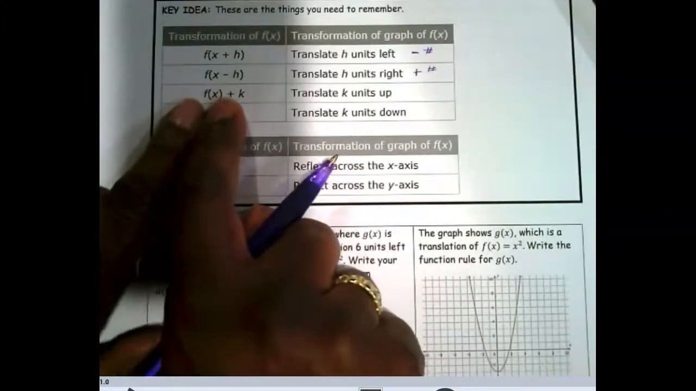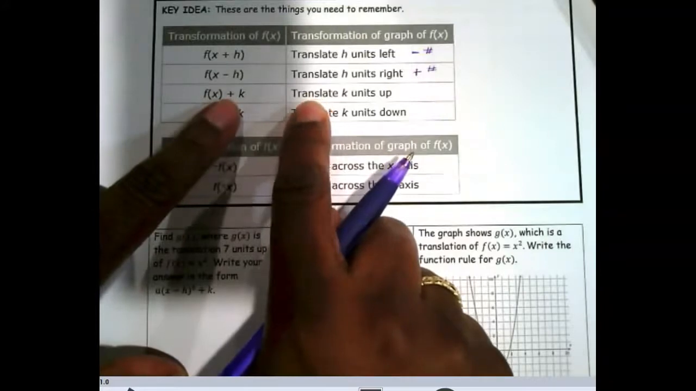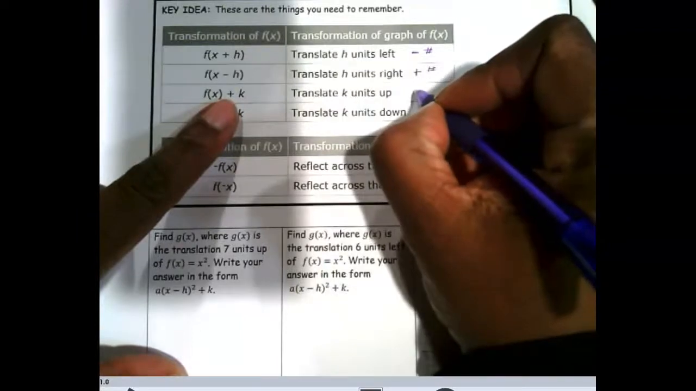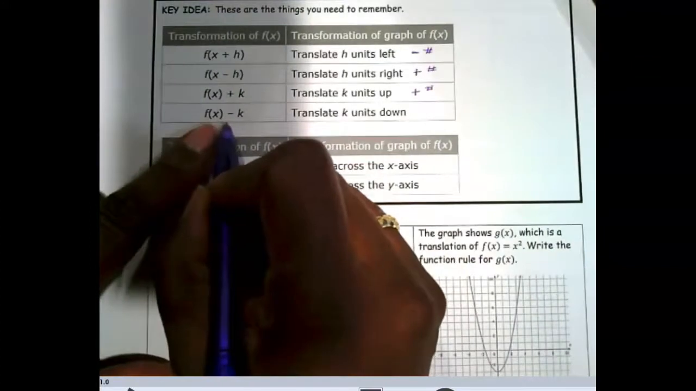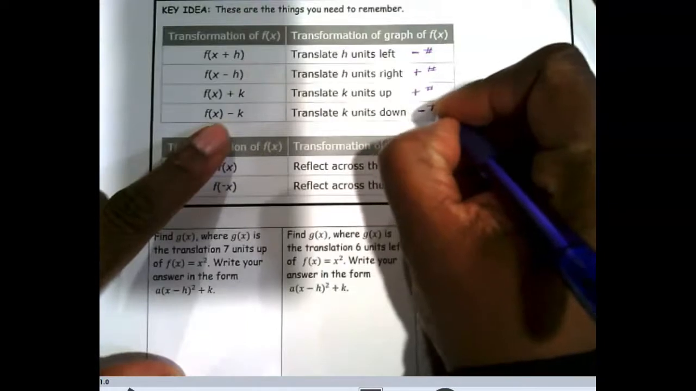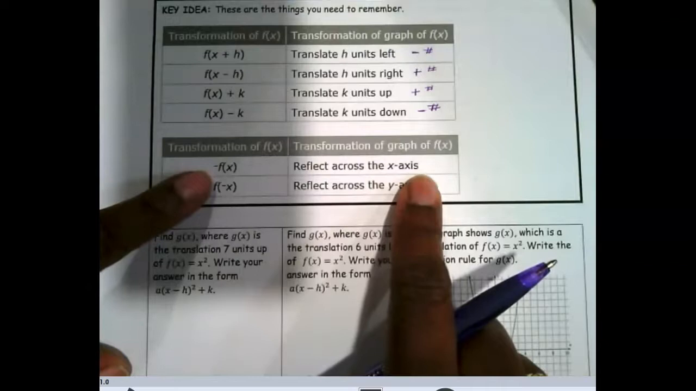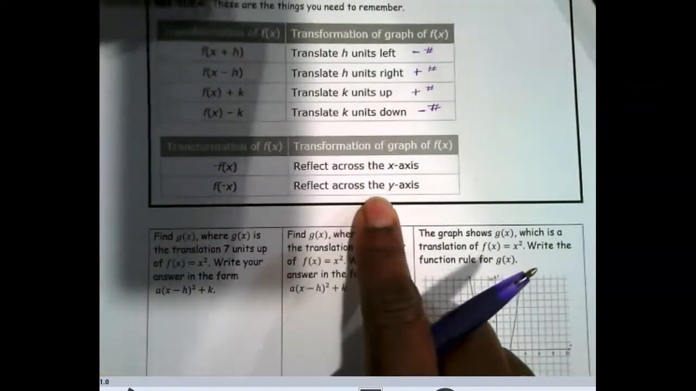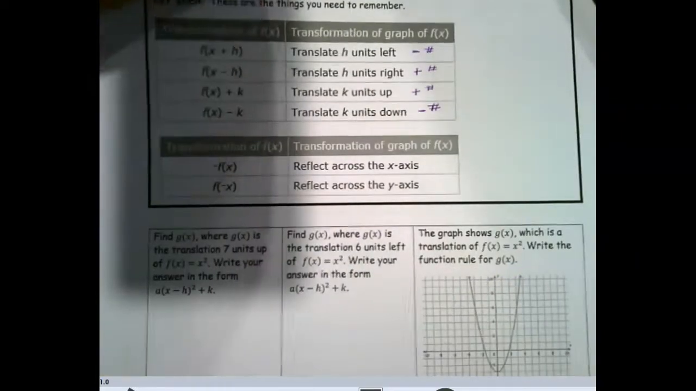Now here is the parent function plus k. So the translation is up. You're going to write it exactly how you see it, so it'd be plus a number. And here we have the function translated down. It would be minus a number. And here we have reflections. We have the reflection across the x-axis, and then the reflection across the y-axis. Here the whole entire function is reflected. Here just the x value is reflected.